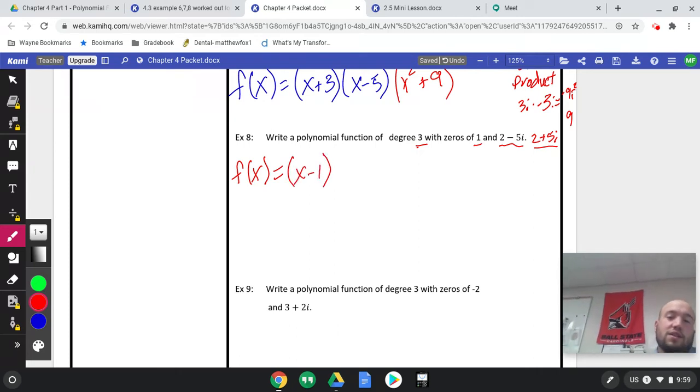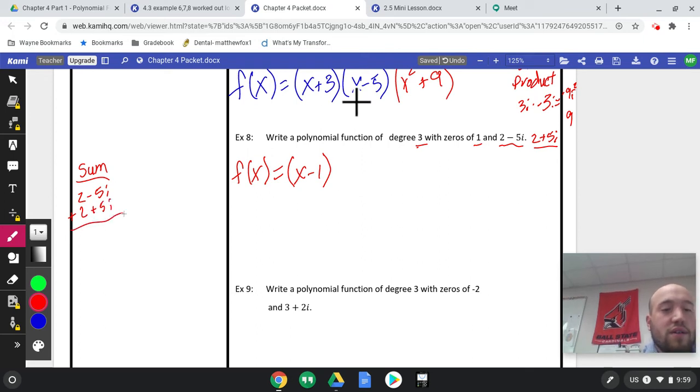Now this one's going to take a little bit more work, so I'm going to put it over here to find our sum. It will not all cancel out this time. Okay, so the sum is 2 minus 5i plus 2 plus 5i. We can just add i's with i's. Those will cancel. But 2 plus 2 gives us 4. So our sum is 4.